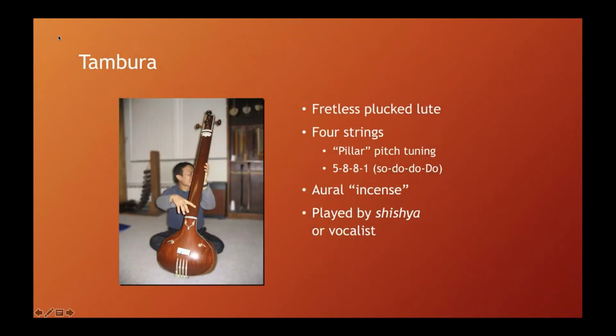So in that piece, you heard the tambura in the background. It's a fretless plucked lute. It's got 4 strings and it provides the background, the pillar, the drone in the background. It's often tuned in a 5-8-8-1 or a so do do do kind of pitch. So it'd be so do do do in the last piece.